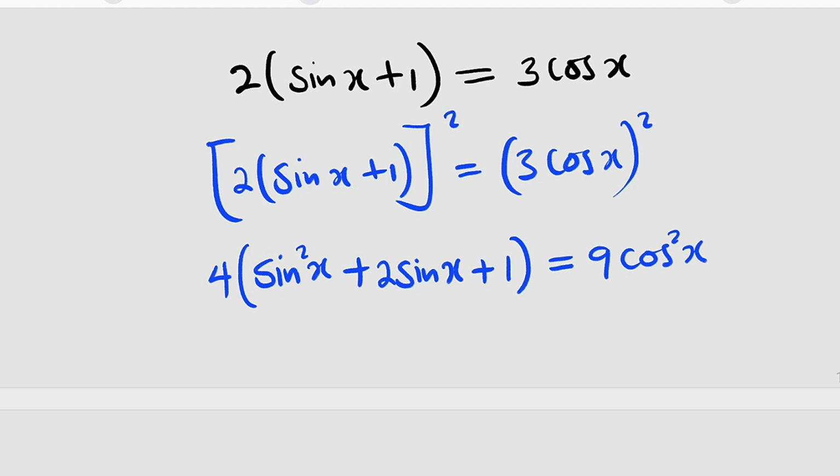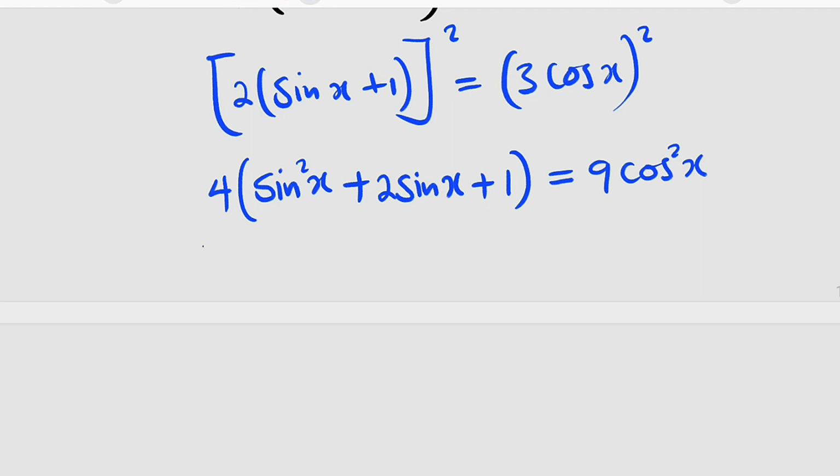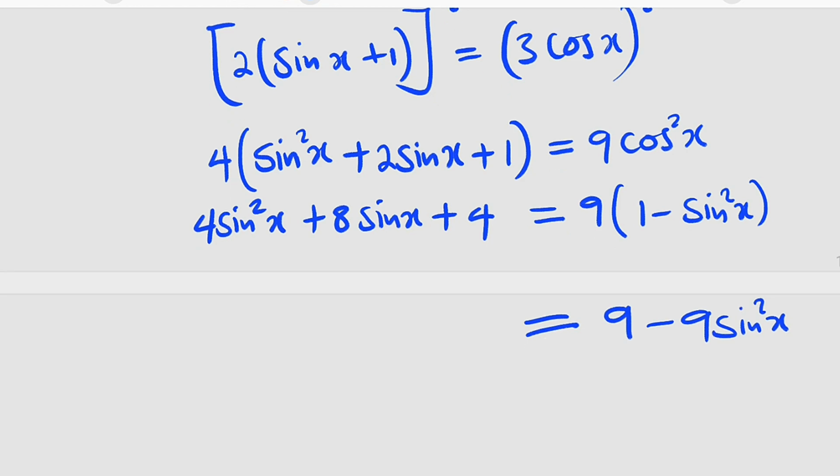We can express everything in terms of sine x, because cosine squared x can be written as 1 minus sine squared x, right? So instead we have, let me just expand this, we have 4 sine squared x plus 8 sine x plus 4 if you distribute 4. And this is equal to 9 multiplied by 1 minus sine squared x. And to the right hand side, if you distribute 9, we have 9 minus 9 sine squared x. And the left hand side remains the same.